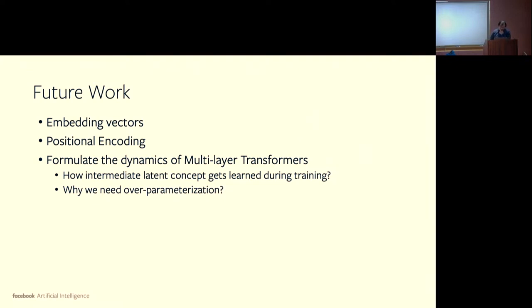But there will be a next paper trying to deal with that, and positional encoding is another one. Also we want to talk about the dynamics of latent concept learning, right? In the multi-layer settings, we give a concept about how this should be learned, but there's no concrete theorem telling you how this latent vector gets learned over time. But this is pretty tricky, very hard to deal with.